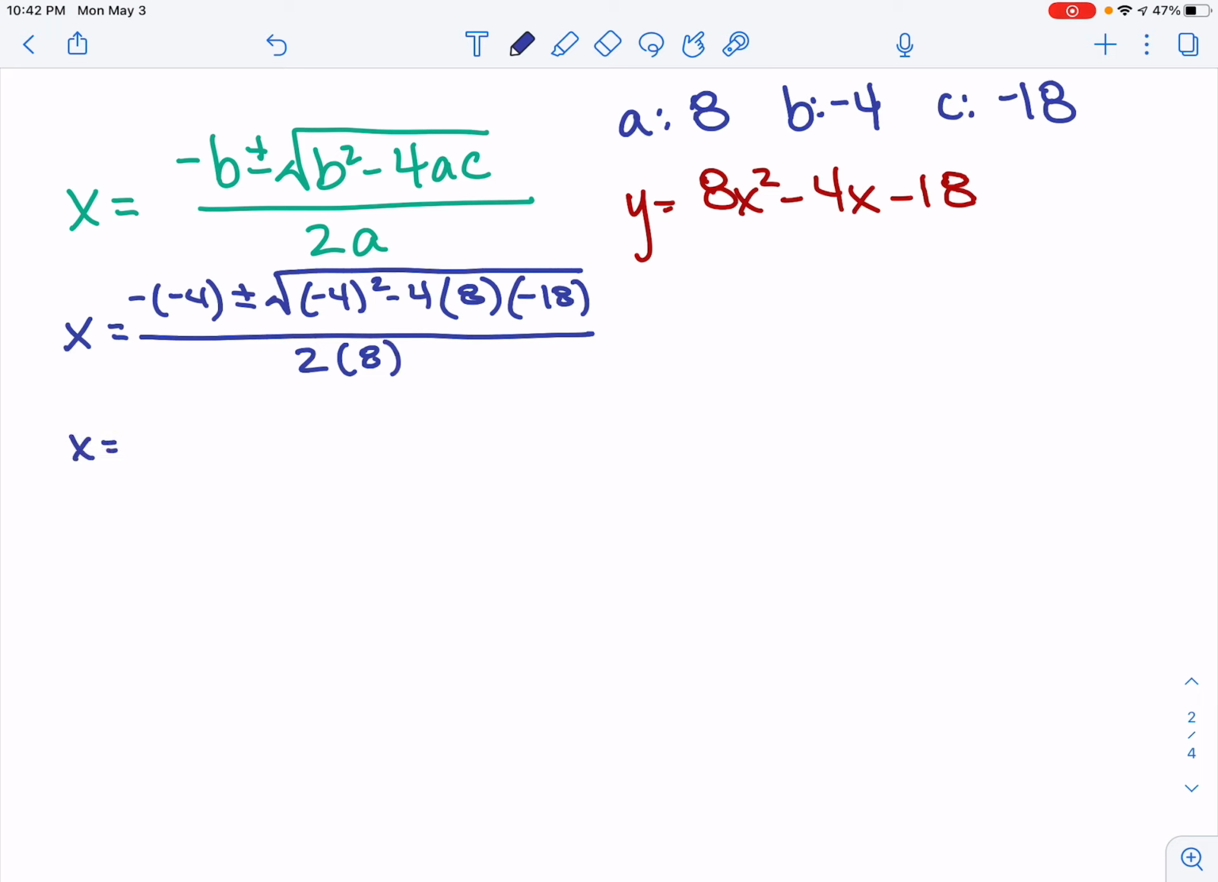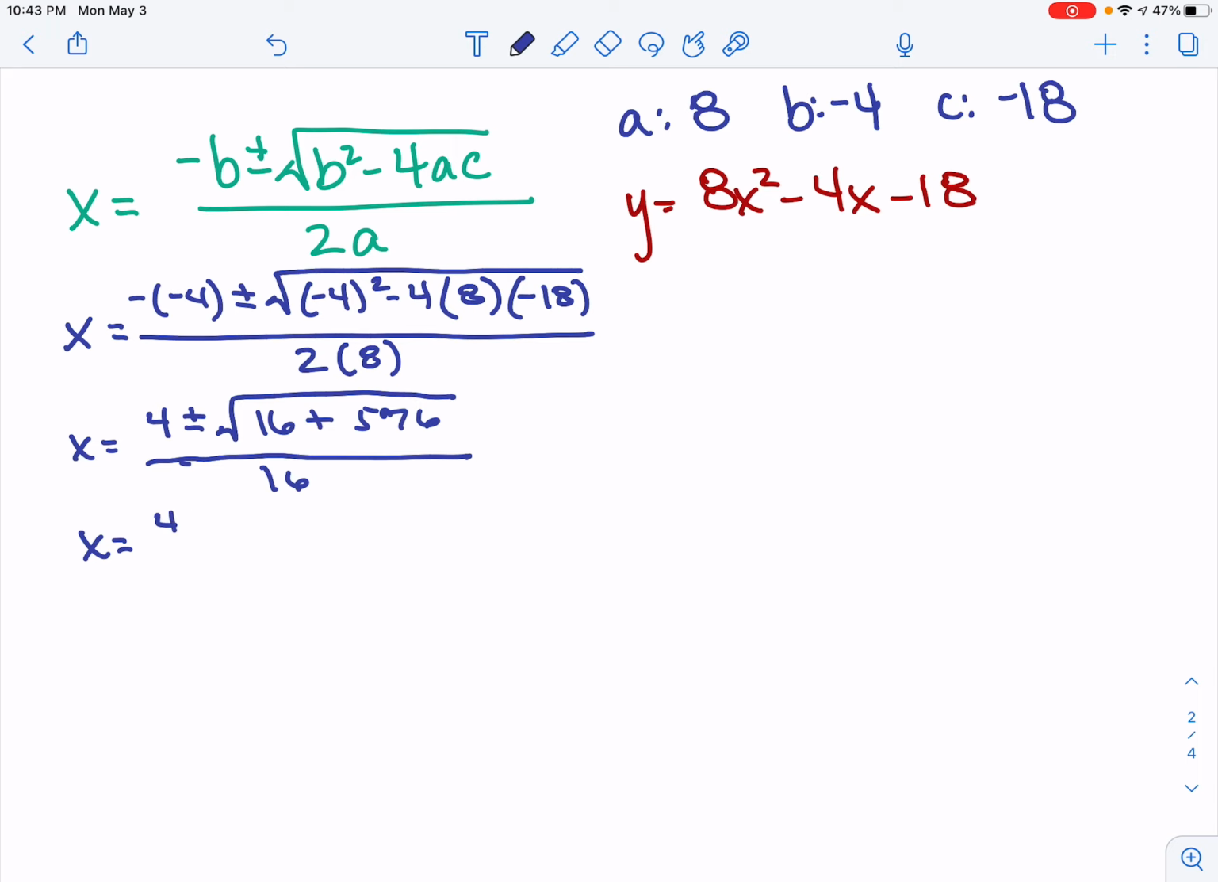And again, that first step always looks daunting because you have this huge problem, but we're going to simplify it here. So this is going to become a +4 plus or minus the square root of 16 plus 576. Let me fix that radical there so it's not quite so big. If I multiply -4 times +8 times -18, I get 576. And all of that divided by 16.